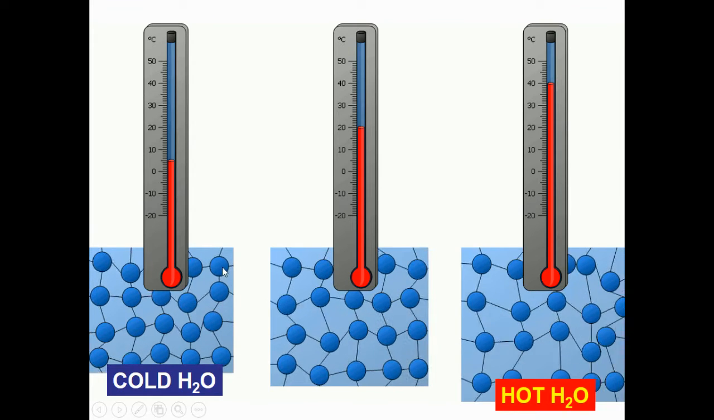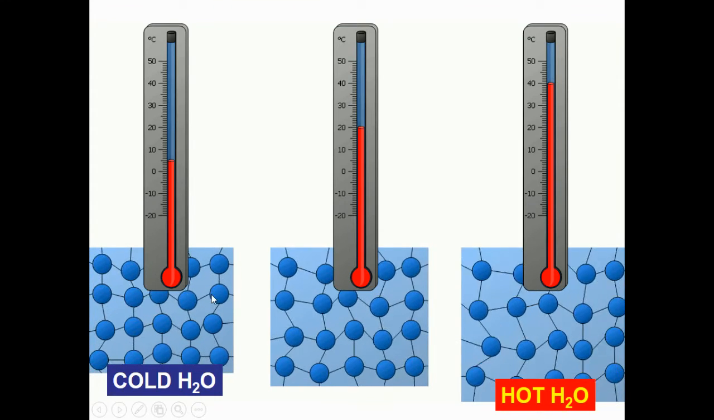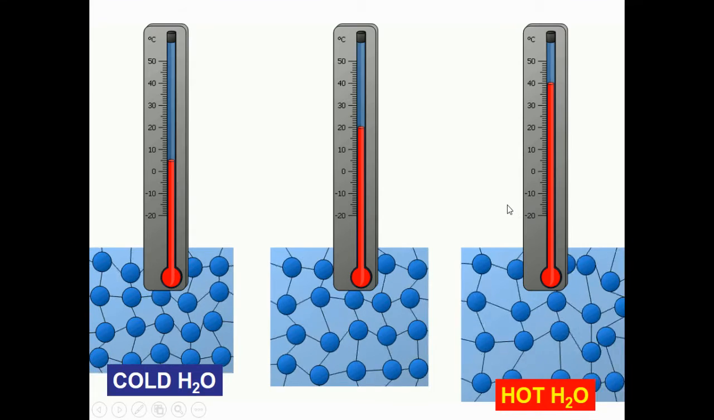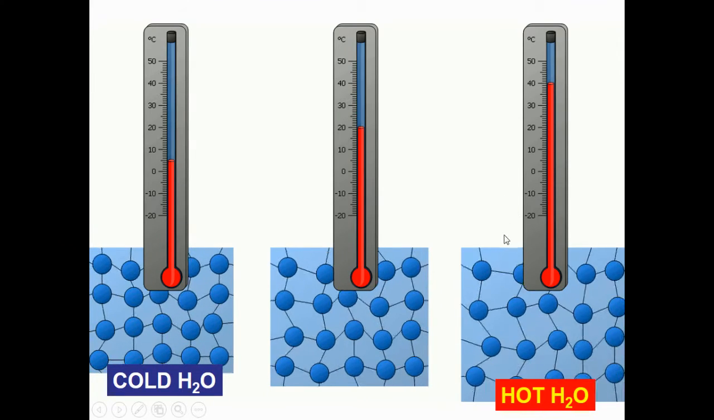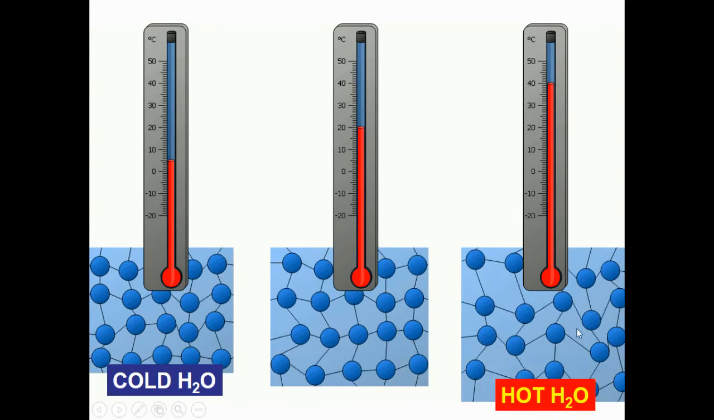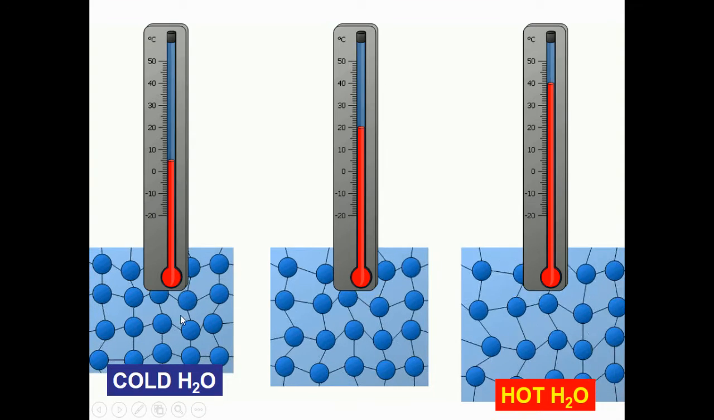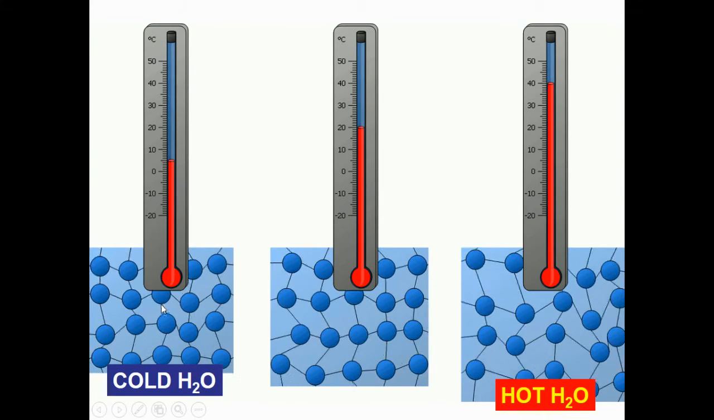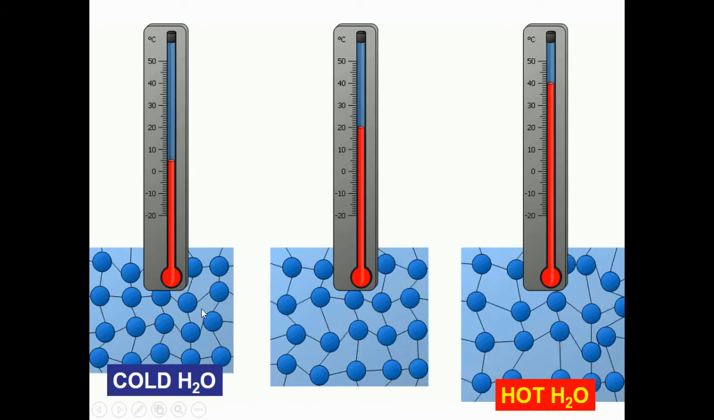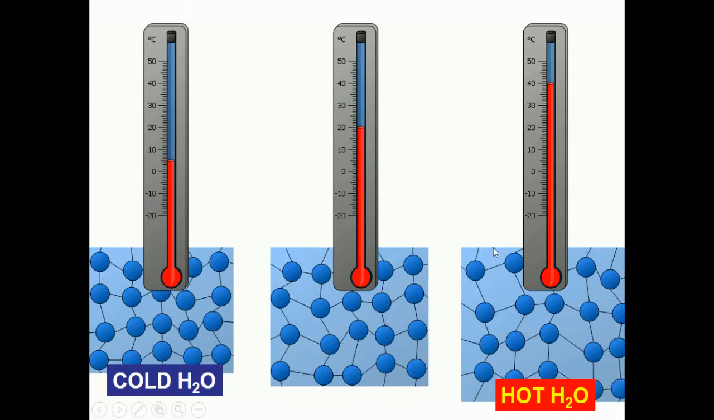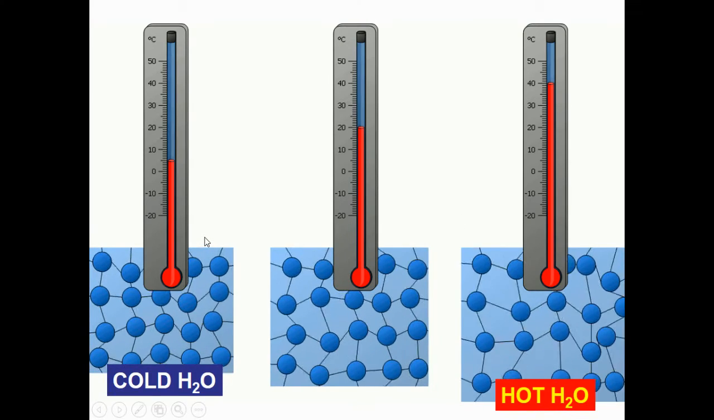Okay, so you could think of it this way. The particles in a cold substance have lower average kinetic energy. The particles in a warm or hot substance have more average kinetic energy. The average kinetic energy of these particles over here in the hot water is higher. The average kinetic energy of these particles in the cold water is lower. In both cases, you can have some particles that are moving fast and some that are moving slow, but the average kinetic energy is greater in the hot water. Average kinetic energy is lower in the cold water.